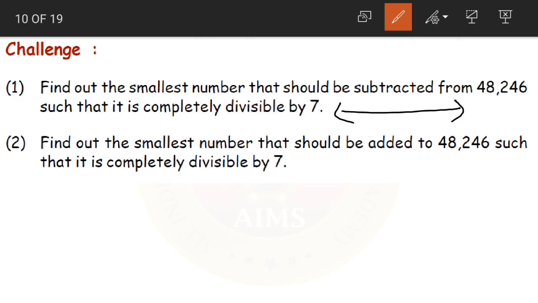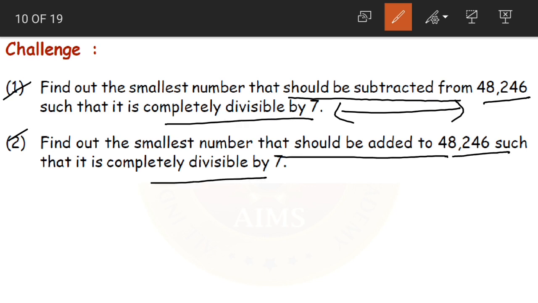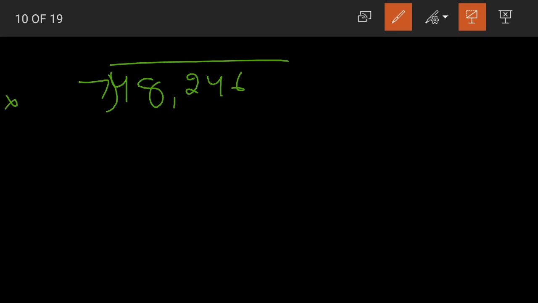Okay. We are having two questions here. We need to find out the smallest number that should be subtracted from this and also that should be added to it such that the number becomes completely divisible by 7. So whenever such a question is given, we need to divide the two numbers first. So let us start dividing. 48,246 divided by 7.